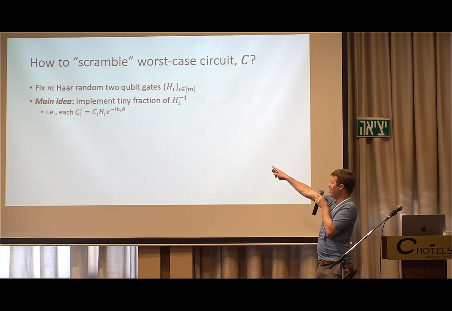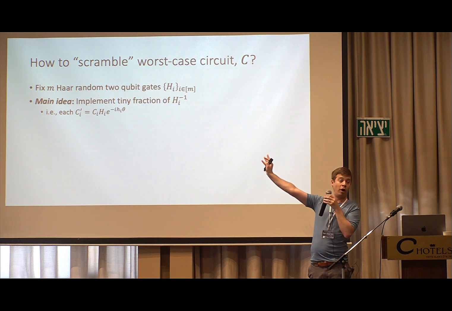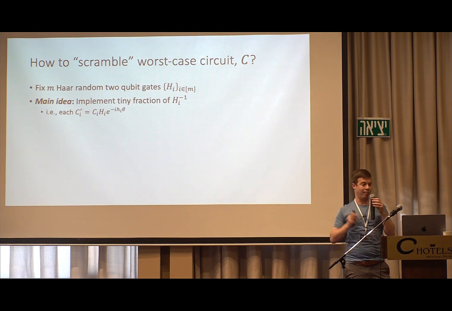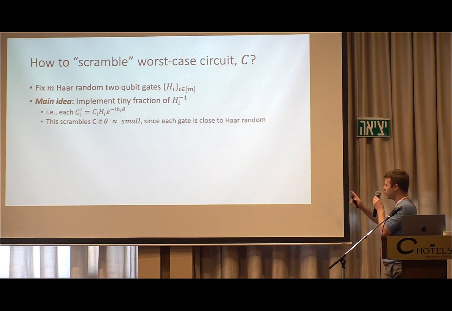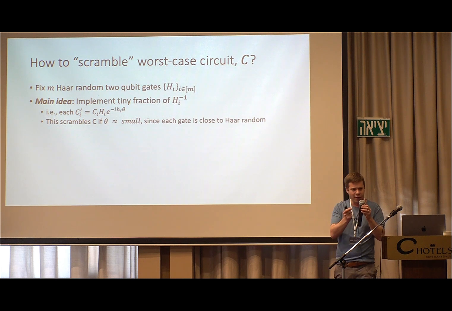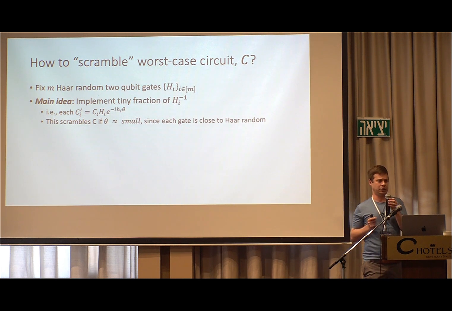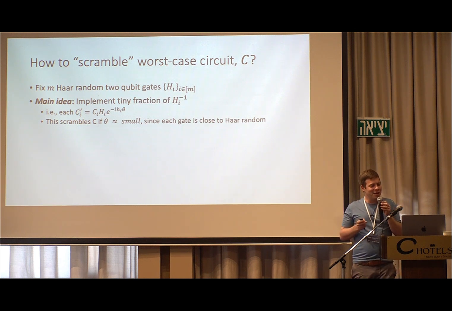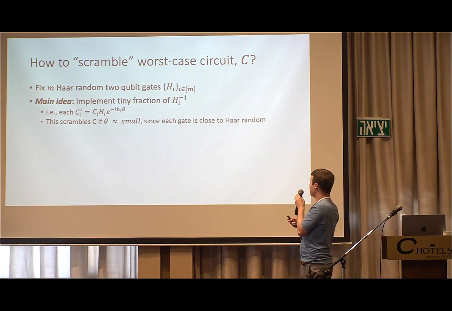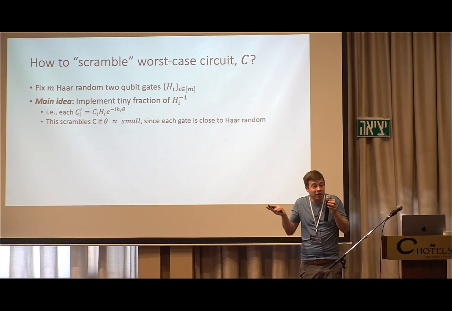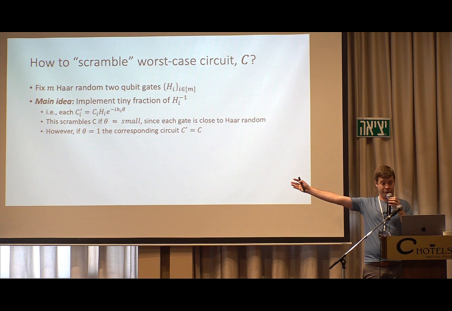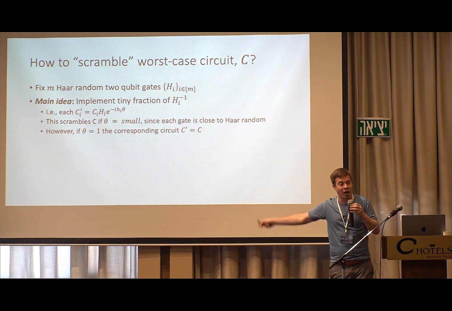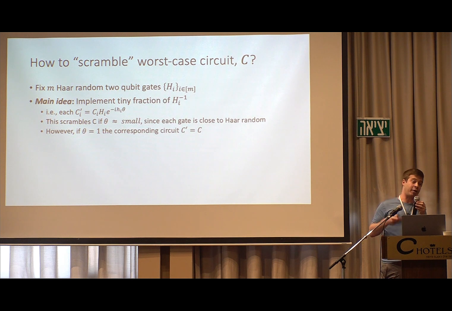We're going to multiply by e to the minus i little h_i, which is the log of big H_i, times theta, some parameter, some number. Now, what we observe is that this is very Lipton-like in the following sense. If we take theta to be really, really tiny, then this e to the minus i little h_i theta does almost nothing. So we're still essentially Haar random. It's very similar to just C_i times H_i. But if we don't take theta to be tiny, if it's 1, well then we've actually completely undone these Haar random gates, so we get back our worst case circuit.